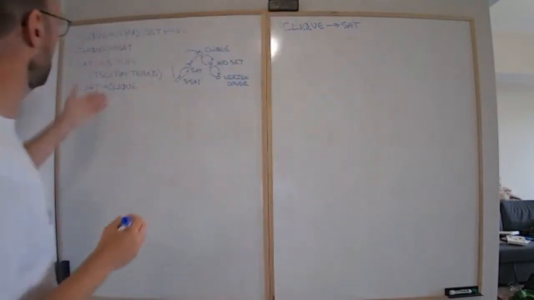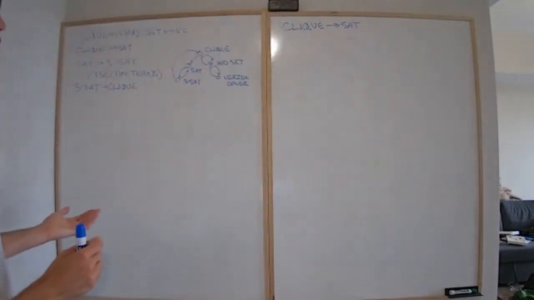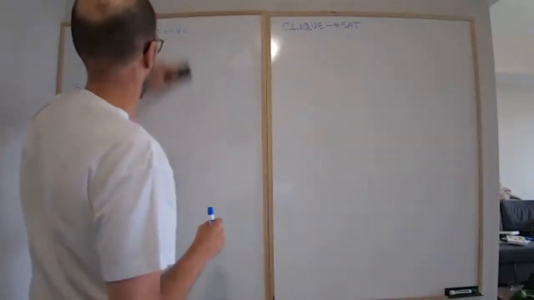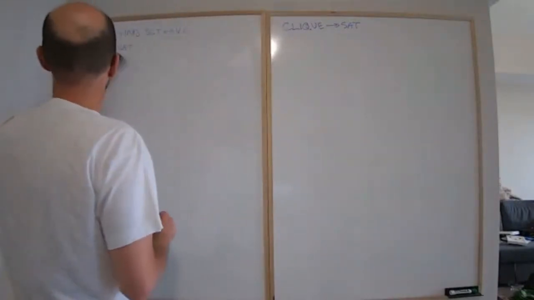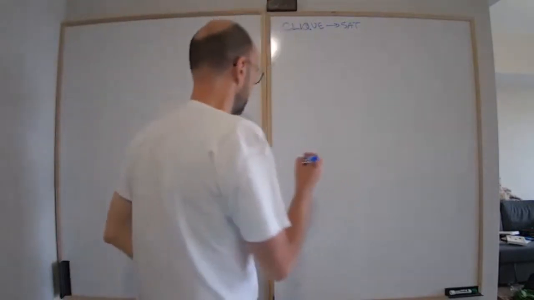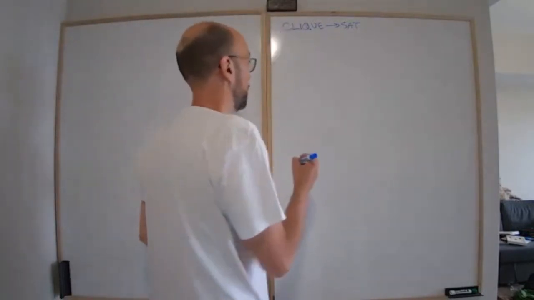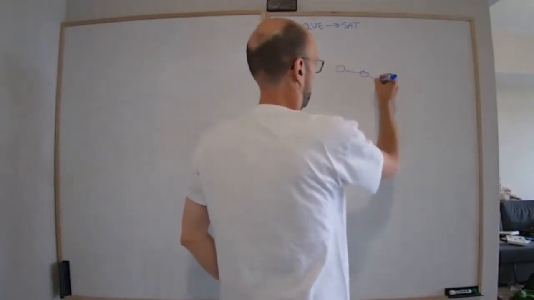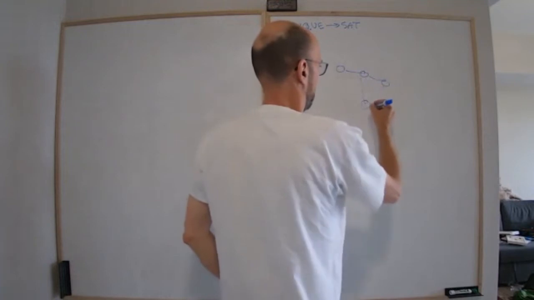So this is a problem. I have these reminders to myself over here, but that prevents me from writing really big. I'm going to remember how this works. So clique reduces to SAT. What was the graph? It was like this. I don't know, it doesn't really matter.